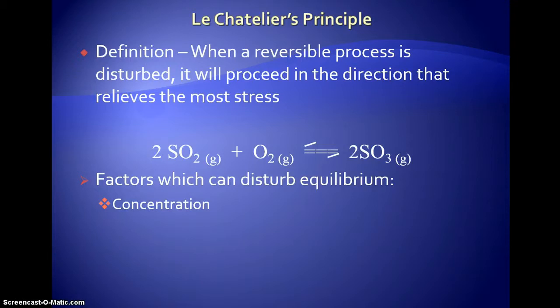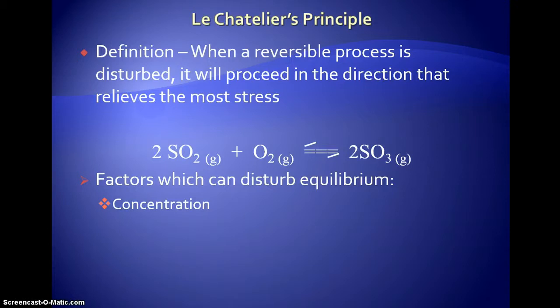So what happens? The forward rate is still the same, so it favors the forward reaction, so it's going to push it in the forward direction. The same will be true if I removed a reactant, then it would push it in the reverse direction.